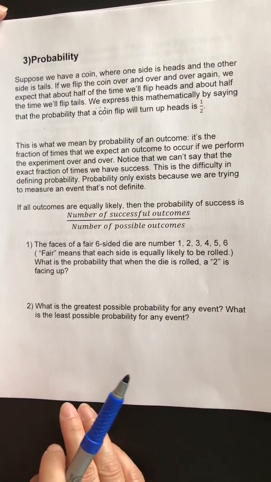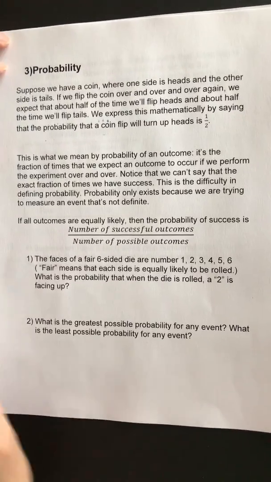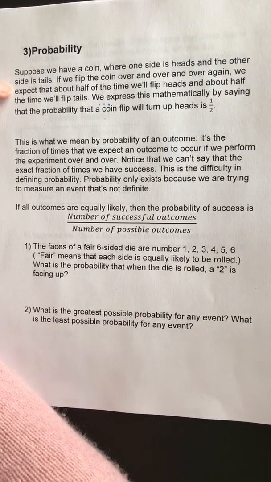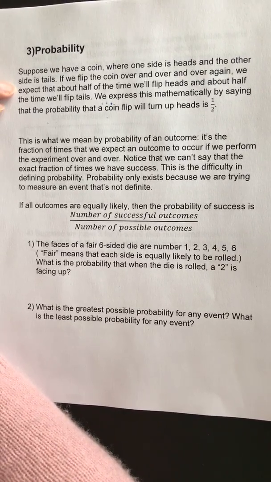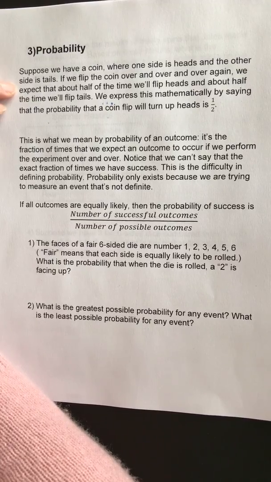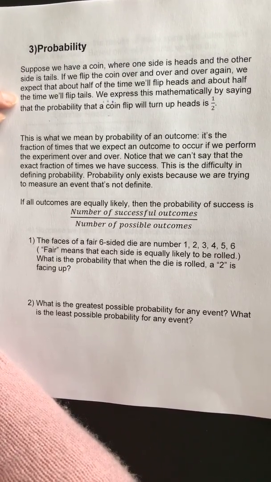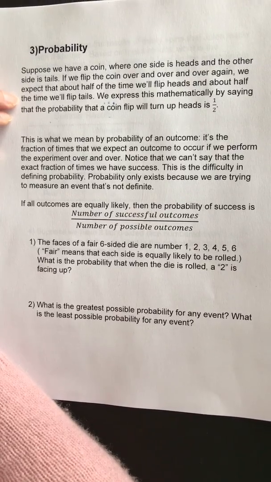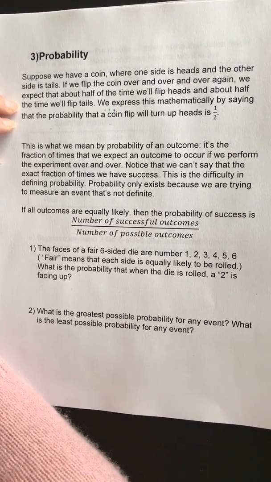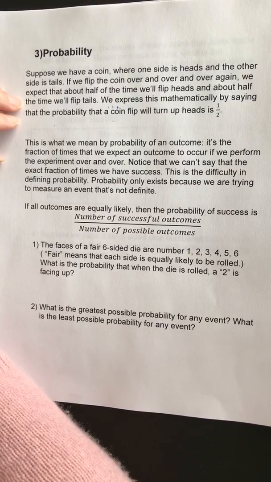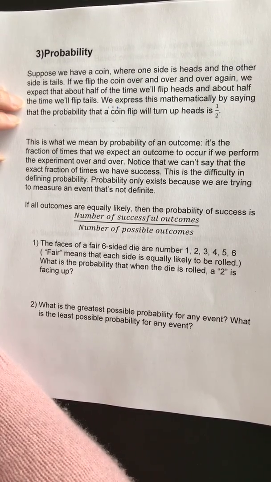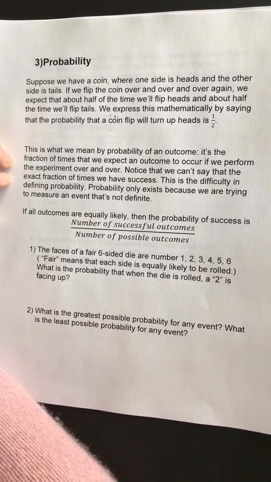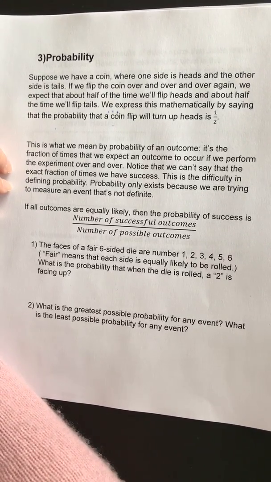Okay, third subtopic, probability. Suppose we have a coin where one side is heads and the other is tails. If we flip the coin over and over again, we expect that about half of the time we get heads and half of the time we get tails. We express this mathematically by saying that the probability that a coin flip will turn up heads is 1/2, or 50%.